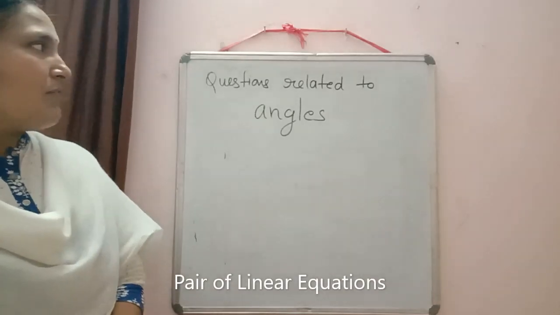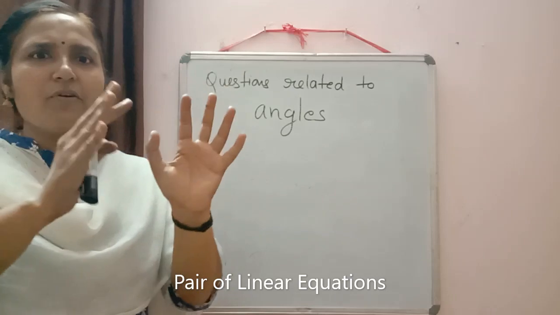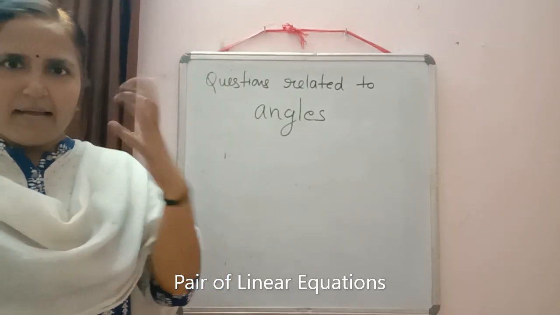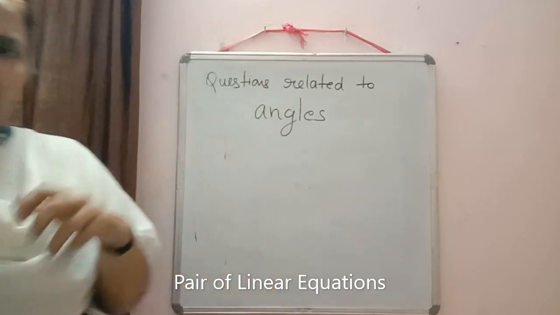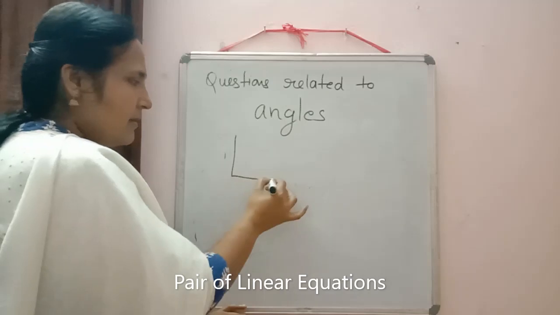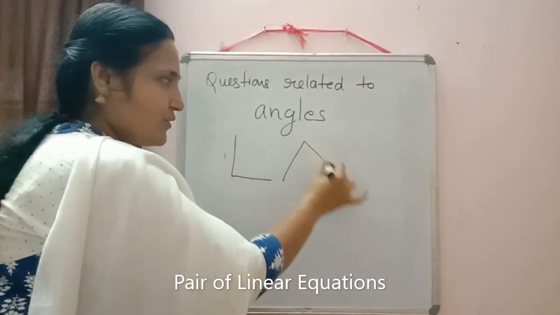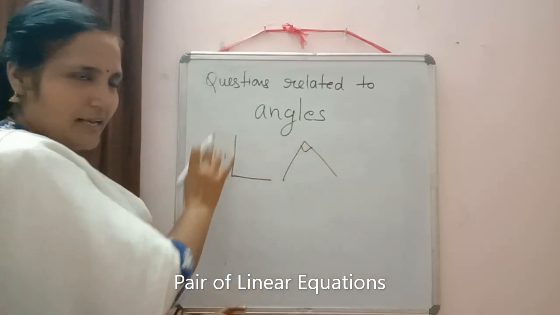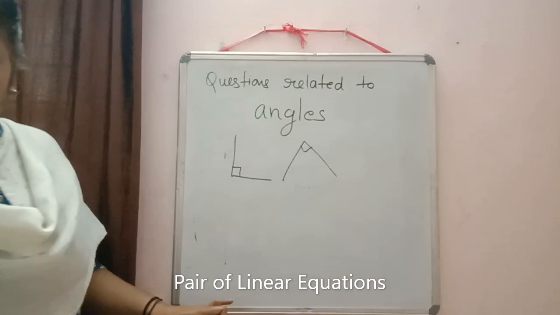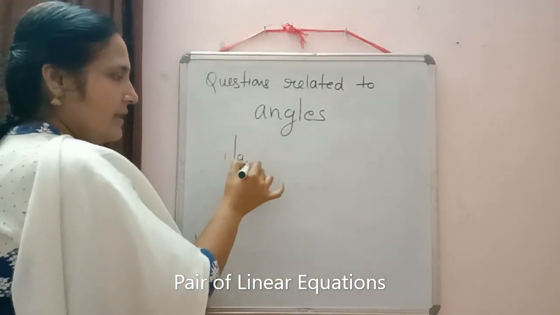So dear students, now we are going to solve the questions related to angles. Before doing the questions, we can revise the angles. I think the easiest for you is the right angle. How are we drawing a right angle? In this way only. Not in this way. In this way also a right angle can come, but usually we draw the right angle in this way only. This is a right angle. Correct? The measurement of a right angle is 90 degrees.